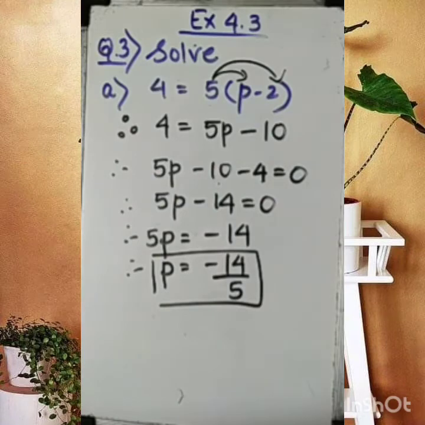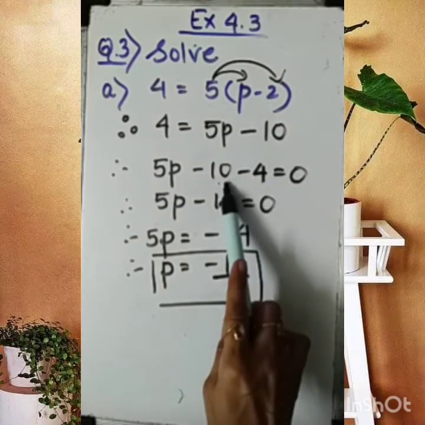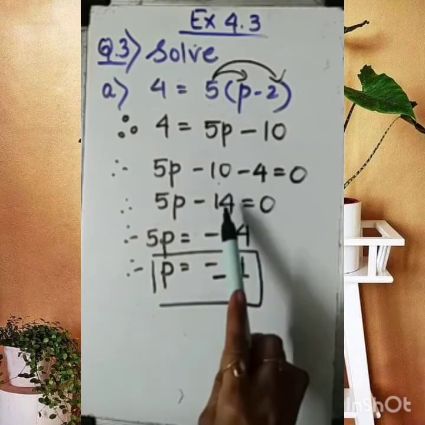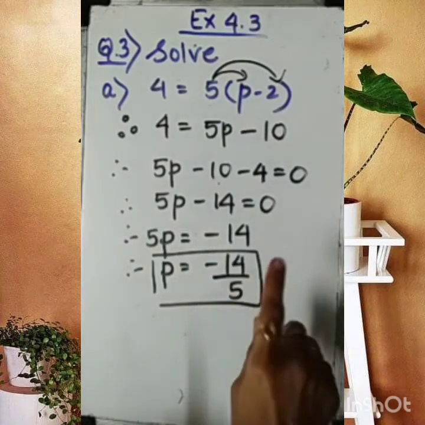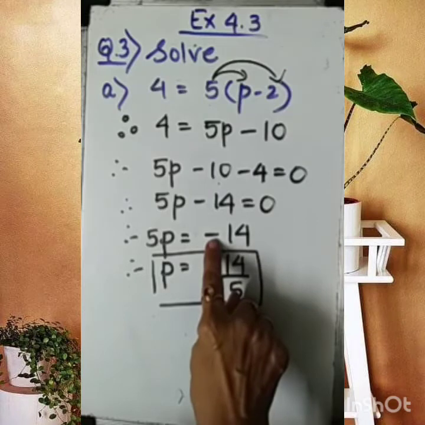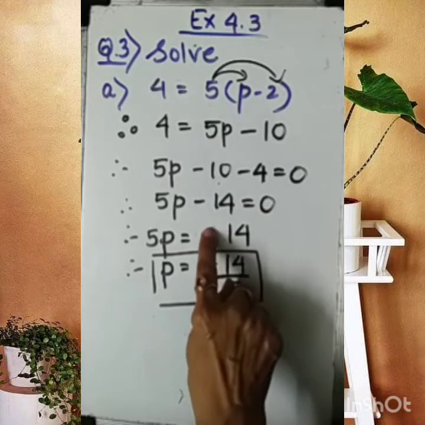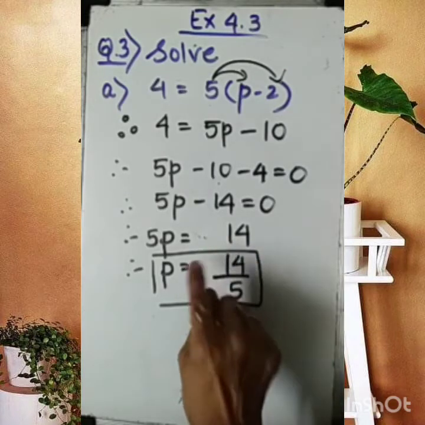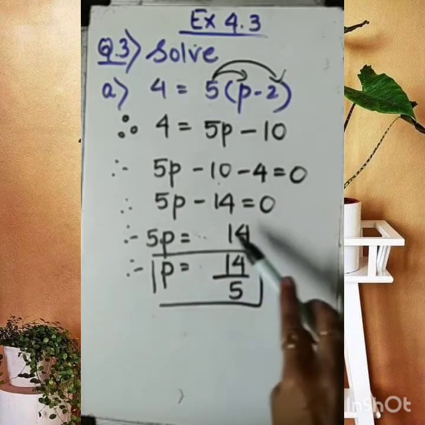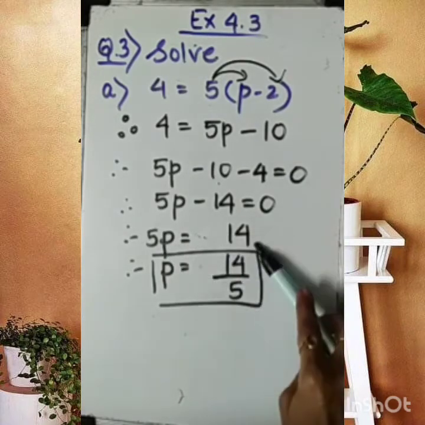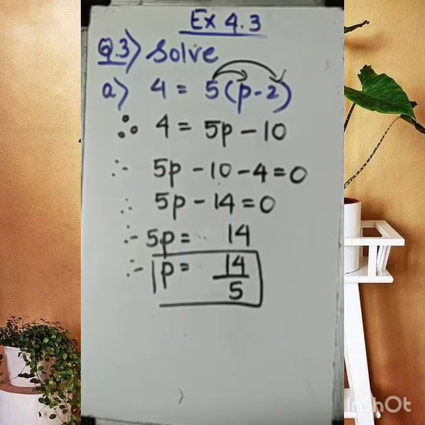Got it? From here again I am explaining. Minus 10 minus 4 is minus 14. This minus 14 I am shifting to right side, so it will become plus. Okay, here it's my mistake, I am correcting. This will become plus and this is also plus. So here 14, 5p equal to 14. So p will be 14 divided by 5. That can be the answer.